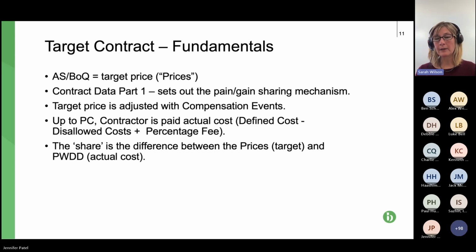From that, we can assess whether we're in a pain situation, which means that what has actually been paid exceeds the target. So everybody's upset about that. No one's happy then. Or we have a gain situation, where everyone's happy because the amount that the contractor has been paid is less than the target. So there's some money to be shared between the parties. So the next slide, please.